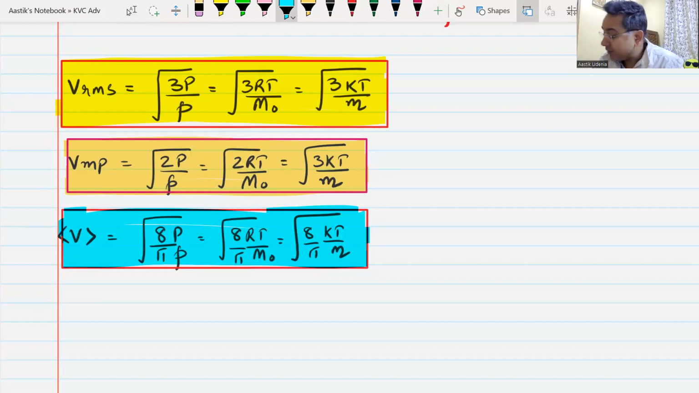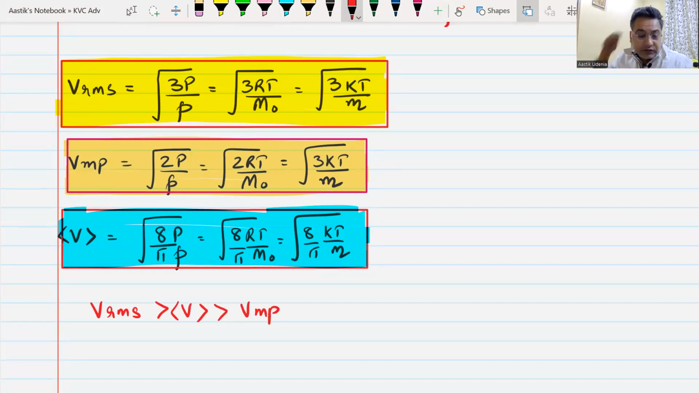And you can see from here a very important result: RMS speed is greater than the average speed, which is greater than the most probable speed. Do we understand this, or has this gone above our head?